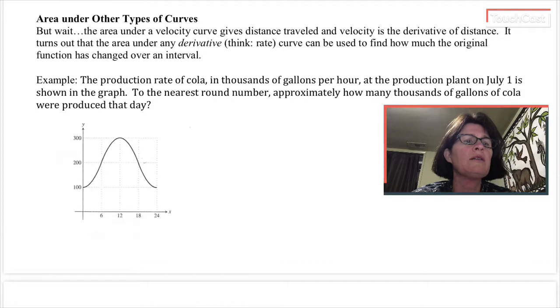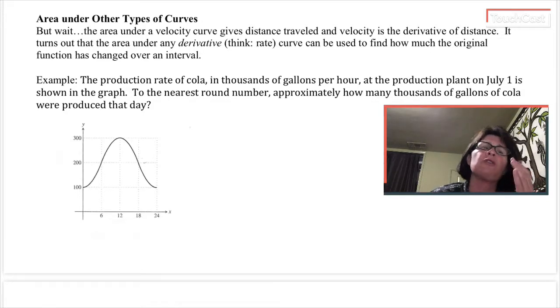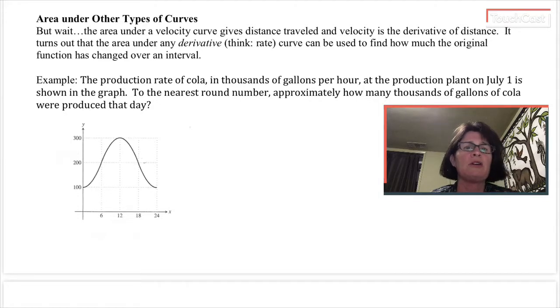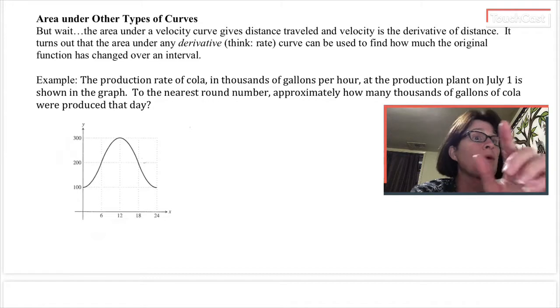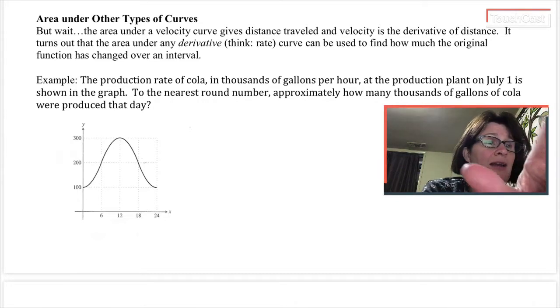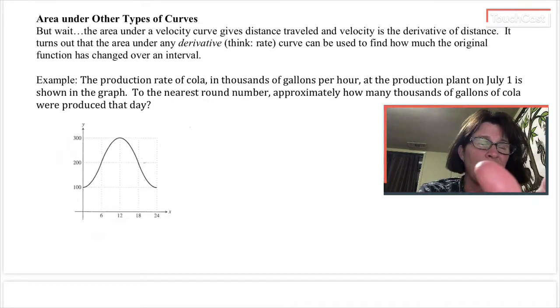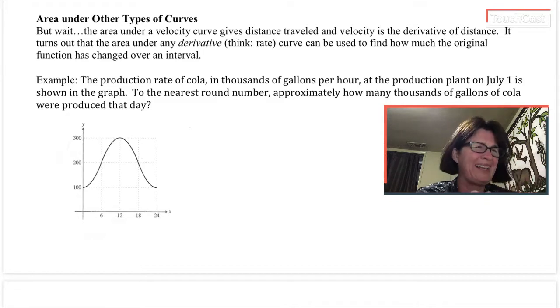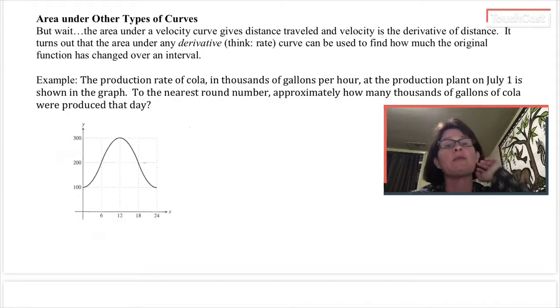Just notice I haven't given you a number of rectangles to use or a way to do that. My only big idea here is if I could find that area under this curve, that would give me how much cola got produced in time 0 to 24, so in this one day. It's not that anybody told me how many rectangles to use, or I don't know a way to get the exact area, so I'm going to have to give an approximation.